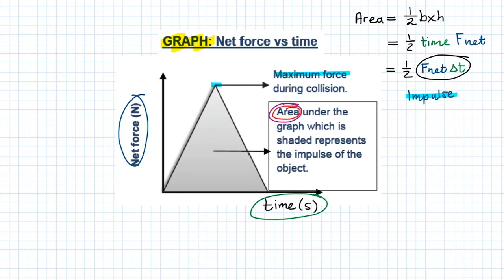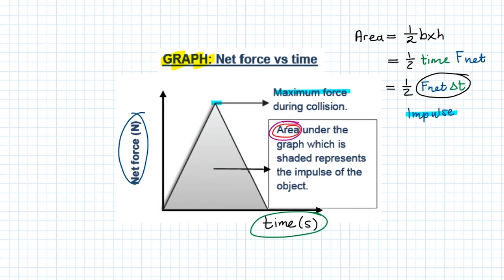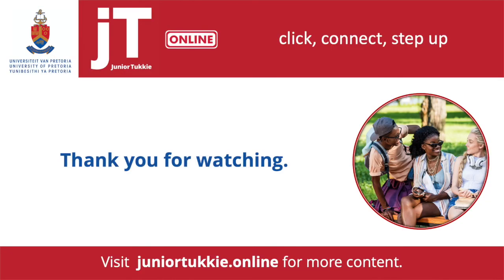Sometimes in other questions you may need to make use of the gradient. But when it comes to a graph of net force versus time, this is how you can use it in order to calculate impulse. In the exam practice videos, we will look at an actual past paper question that involves a graph. But for now, we've reached the end of this video. In the next video, we're going to take a look at the principle of conservation of linear momentum.